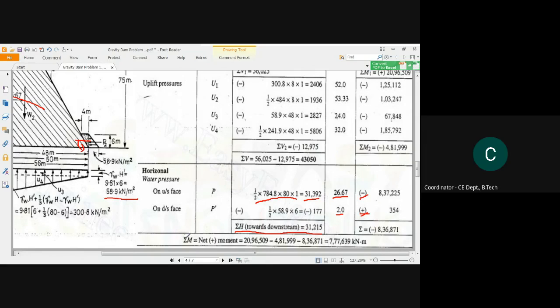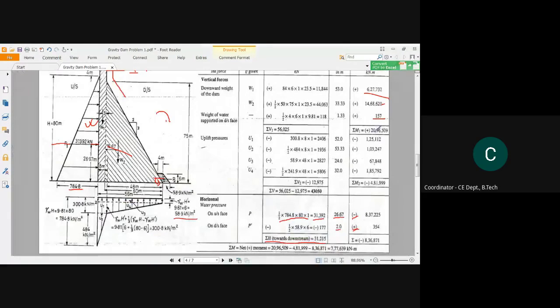Now the summation of all the moments is equal to the net moment. So what is here the net moment? See, let me zoom it out. So see, the net moment will be this one, 2096509, this one, 48199 negative, and this one, 836871 negative. So this will be our net moment about the toe due to this gravity dam and the corresponding measurement of water pressure given.